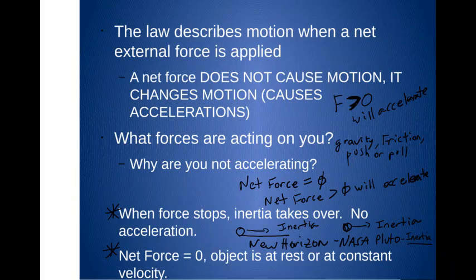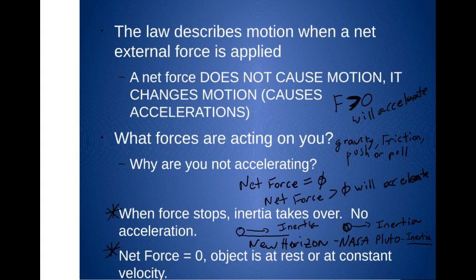So New Horizons is a space probe that NASA sent out there. It flew past Pluto. Okay, it doesn't have any rockets. Why does it keep going past Pluto? Inertia. As soon as a force stops, inertia takes over. You travel at a constant speed in a straight line. Now, what's the only thing that can stop a bowling ball, a baseball, or a space probe? That would have to be another force, right? That's what Newton's law says.